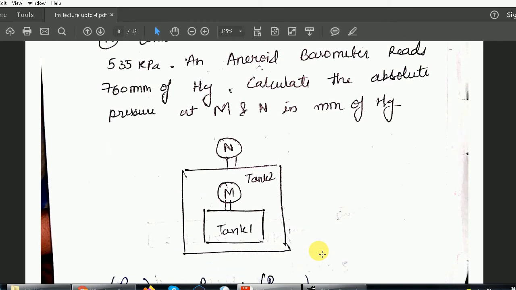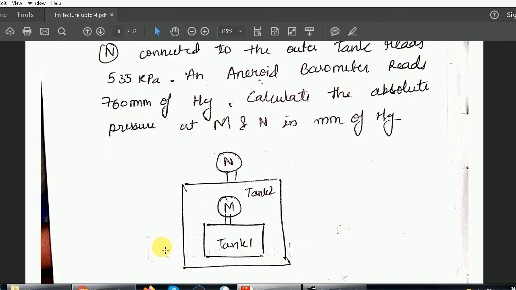This is the figure. The answer you will get after solving the fourth question is absolute pressure at M is 764.01 mm of Hg, and the absolute pressure at N is 767.195 mm of Hg. Okay.